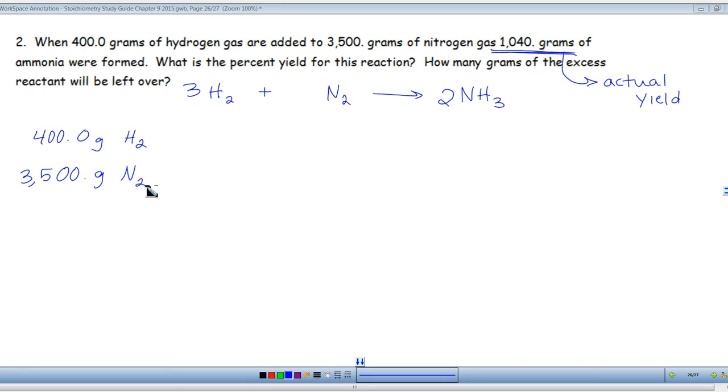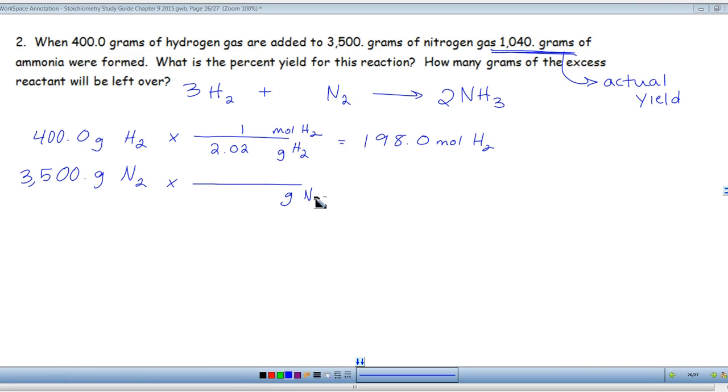So for both, we'll set up a similar proportion. We want to cancel grams and get to moles. 1 mole has the mass on the periodic table. Since they're both diatomic, we'll multiply by 2. All right, so 400 divided by 2.02 gives 198.0 moles of hydrogen.